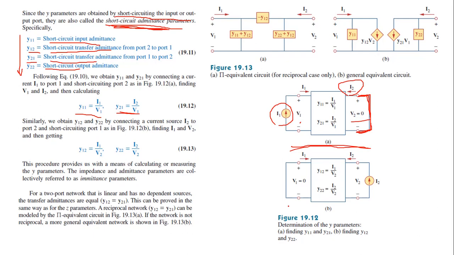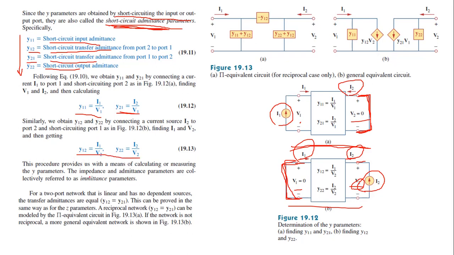Similarly, in the second diagram, you can see that the input port is short circuited. Short circuited means V1 is made 0, and the other terminal source, the I2 source, is connected. So V2 is present, I2 is available, I1 is available, but V1 is 0. Now Y22 can be obtained by I2 by V2. Similarly, Y12 can be obtained by I1 by V2. That is what is given here.